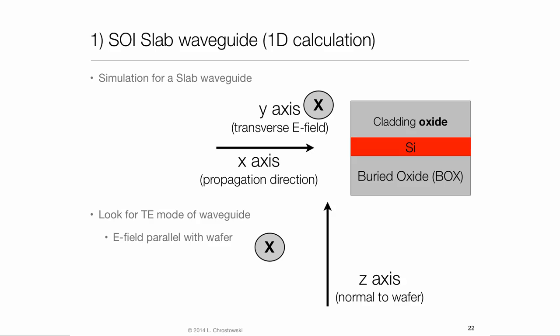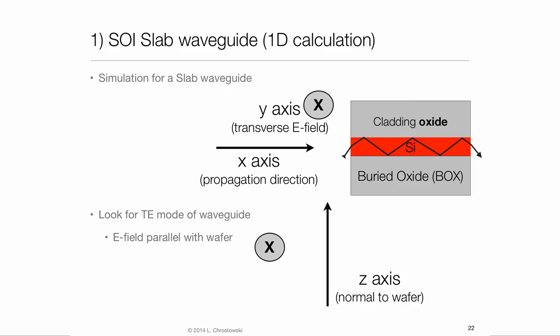The light is guided in a plane. We consider propagation from left to right in this diagram along the x-axis. We will calculate the one-dimensional mode profile along the z-axis, which we define here as perpendicular to the wafer, or wafer normal. This is the vertical direction in this diagram.